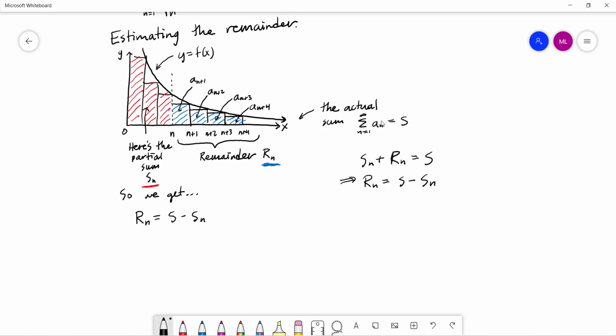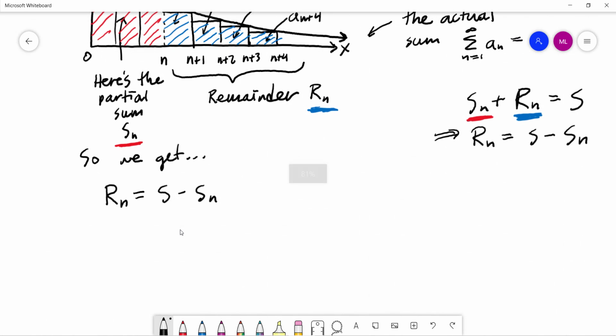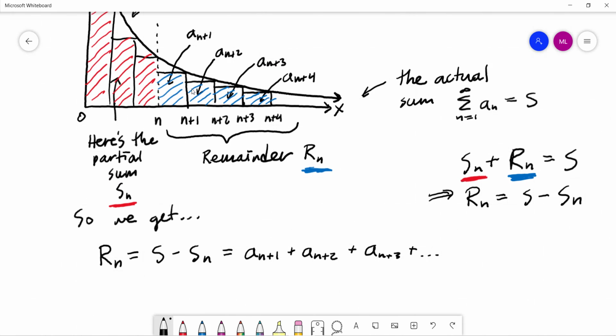I'm taking the total sum, which is the area of everything. It's what you get when you add the red rectangles to the blue rectangles. We get the total sum, and then I've just rearranged that sum a little bit here. So this is going to be the approximation for the area of A sub n plus 1 plus A sub n plus 2 plus A sub n plus 3 plus dot, dot, dot. These are the areas that we just described right here to the right of n.